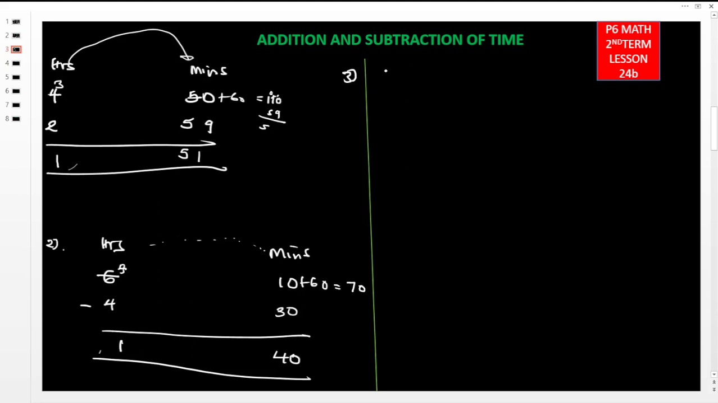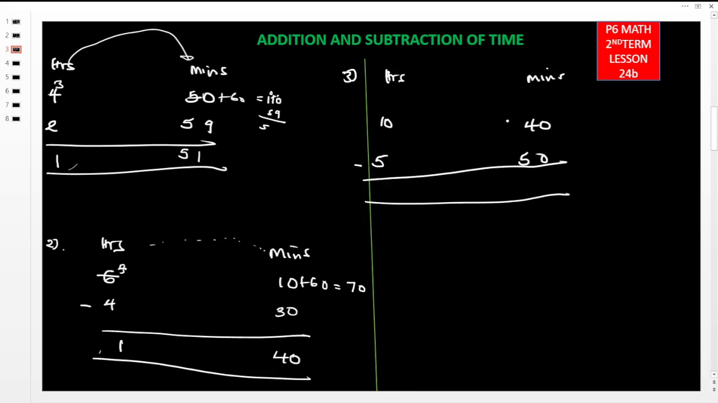Example 3. So we have hours here and the minutes here. So we have 10 hours and 40 minutes. Then here we have 5 hours and 50 minutes. What are we doing? We are subtracting. So 40 take out 50, this is less than this, right?